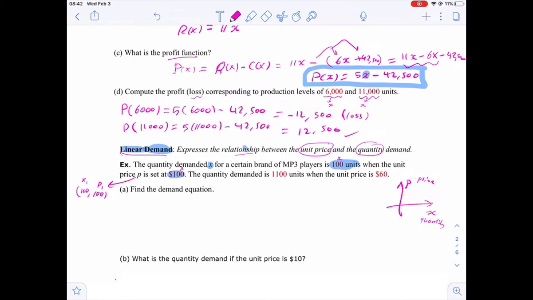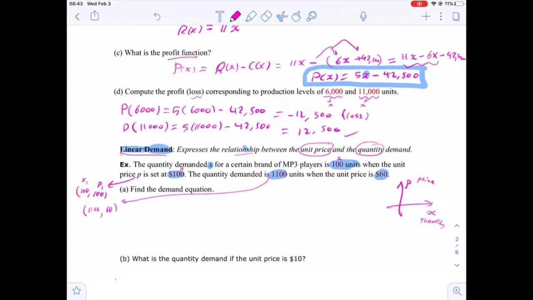And the quantity demanded is 1,100 units when the unit price is $60. So we can formulate another point, which is 1,100. That gives a price of $60. So why should we find 2 points?